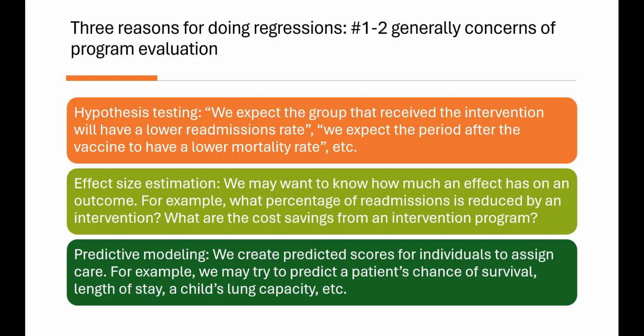Our second reason is effect size estimation. We may want to know how much an effect has on an outcome. For example, what percentage of readmissions is reduced by an intervention, or what are the cost savings from an intervention program. And our third reason for doing regression is predictive modeling. We create predicted scores for individuals to assign care. For example, we may try to predict a patient's chance of survival, length of stay, a child's lung capacity, and so on. But these are the three different reasons that we have for regression.